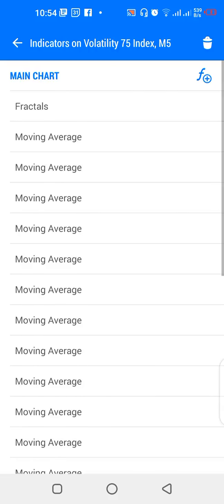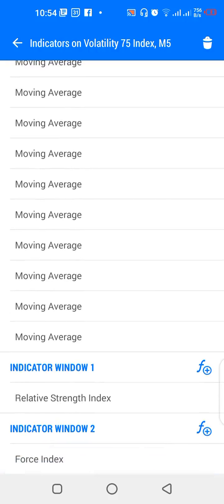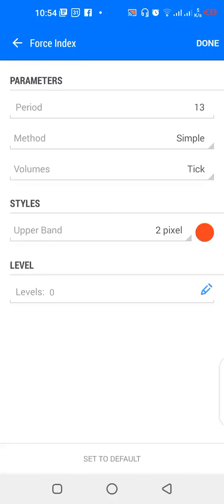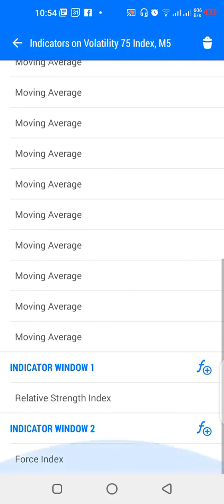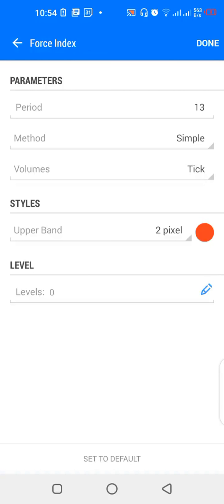Now let's look at the settings for indicator window two. For indicator window two, we have force index. The period is 13. The method is simple. Volumes, you have tick. Then the upper band, the color of the upper band is red. And the level we have is 0, and the color is black.